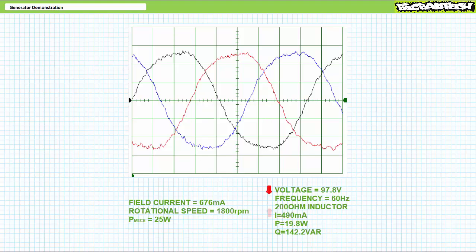Each inductive element draws roughly 490 milliamperes of current, consumes roughly 6.6 watts of real power, and 47 VARs of reactive power each, for a total demand of roughly 19.8 watts and 142 VARs. Experiencing this small increase in real power demand, the prime mover consumes 25 watts of mechanical power.